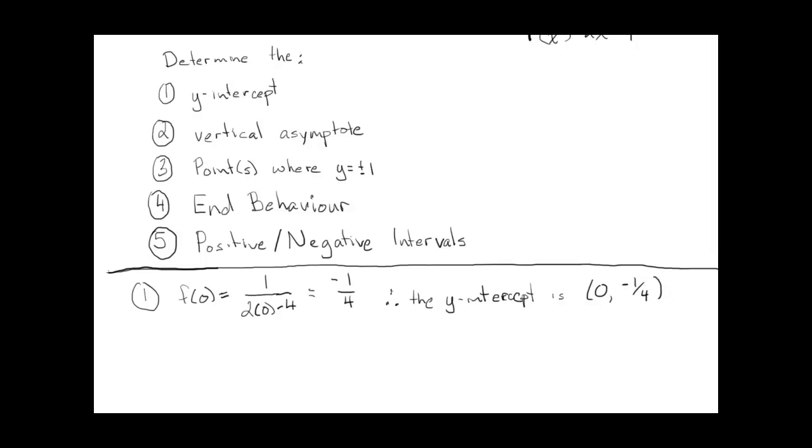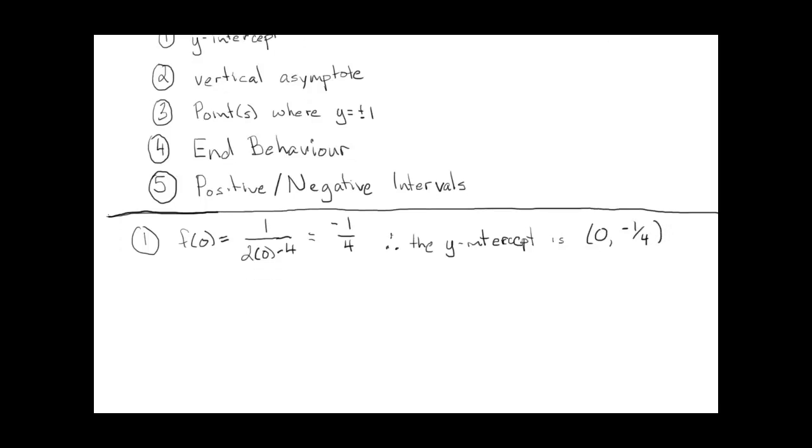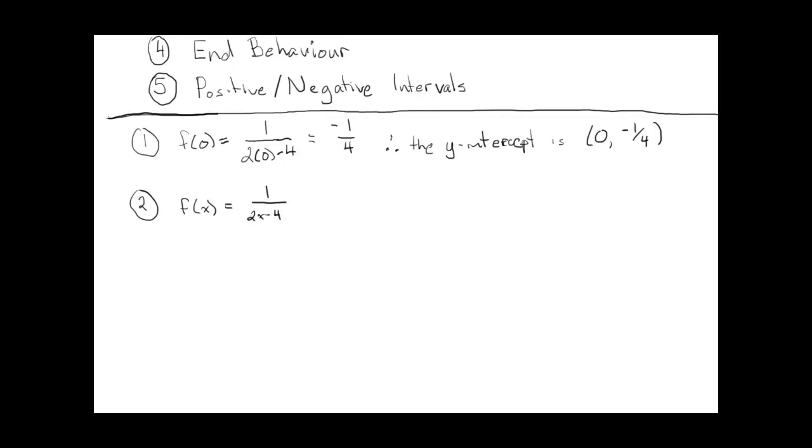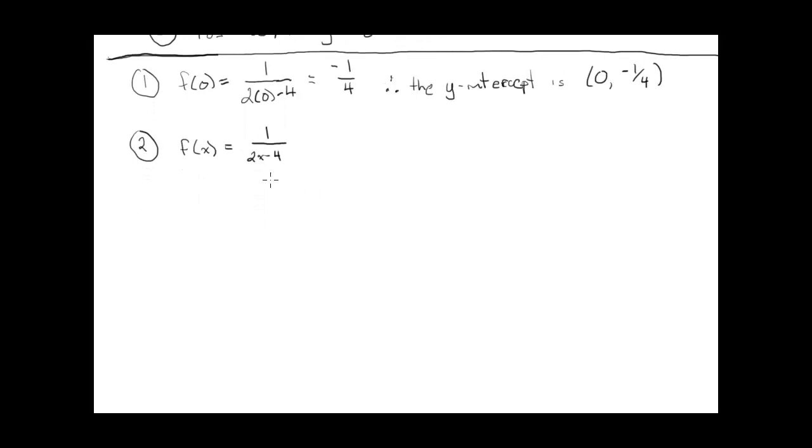Now, one thing sometimes people will ask: what about the x-intercept? Why aren't we looking for the x-intercept? The reason is that there isn't one. Remember that the function is f of x equals 1 over 2x minus 4. If there was an x-intercept, we would set this equal to 0 and figure out where this fraction equals 0, and the answer is never. 1 over something can never be equal to 0. So that's why there's no x-intercept for any reciprocal function.